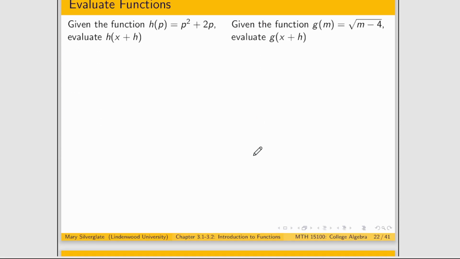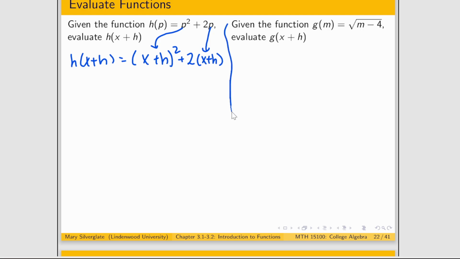I could ask you to plug in something spicier, like an algebraic phrase, and it's still the same idea. So if I'm asking you for h of x plus h, that's asking you everywhere you see the input p, replace it with x plus h in parentheses. So instead of a p there, I'm going to replace it with an x plus h all squared. And instead of a p here, I'm going to replace it with an x plus h. Then if you're not asked to simplify, that's technically correct. You might be asked to simplify though.